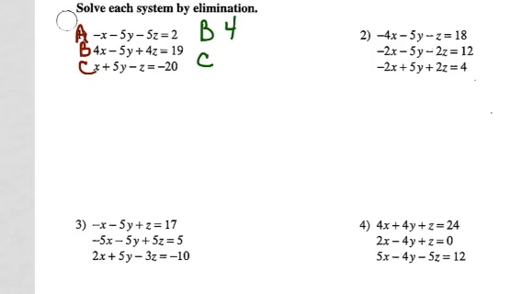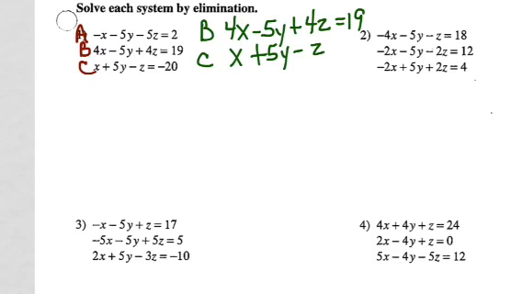So B is 4x minus 5y plus 4z equals 19. The C equation is x plus 5y minus z equals negative 20.